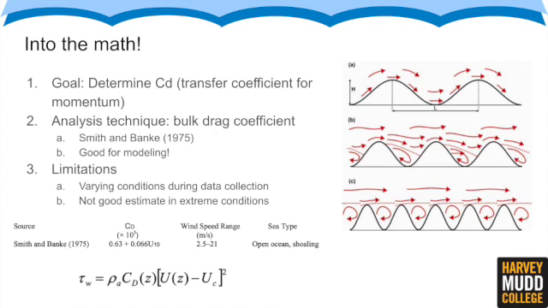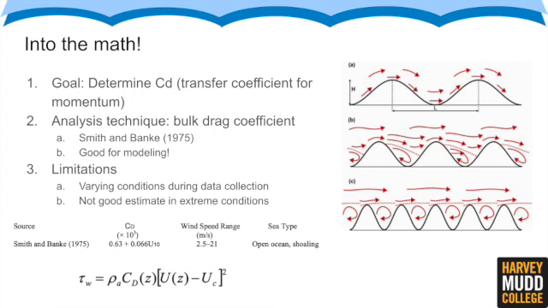So one analysis technique to do this is called the bulk drag coefficient technique. So this was created by Smith and Banke. They basically just went out into the ocean and they measured the wind speed about 10 meters above the surface, and then they compared that to the size of the waves that they were reading, and they came up with a linear relationship between the transfer coefficient for momentum, or CD, and the wind speed. So this is a really easy technique. It's great for modeling. It's great for getting a general idea of what's going on.